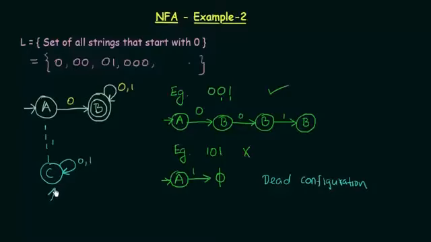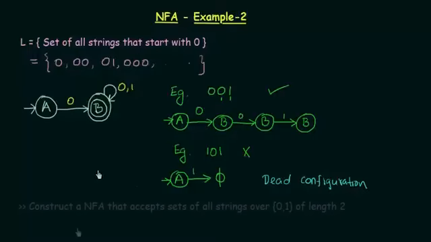So in case of our DFA, this state was known as the dead state or the trap state. But in case of NFA, we don't need to mention this dead state or trap state. We just leave it blank just like this. And this shows that it is a dead configuration and it is a complete NFA. So this is how to design an NFA for the set of all strings that starts with 0. Okay, now let's see another example.